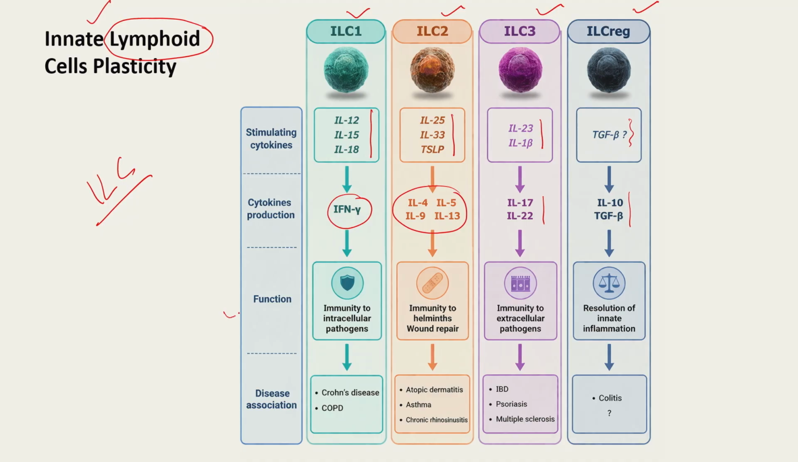So this is the function listed here. Again, there could be an immunity to the intracellular pathogens, such as the parasites and viruses present inside the cell, and again there are disease associations such as Crohn's disease and COPD, which is a pulmonary disorder. Then in the case of ILC2 cells, we can see that these are specifically involved in immunity related to helminthic parasites, wound repair and so on.